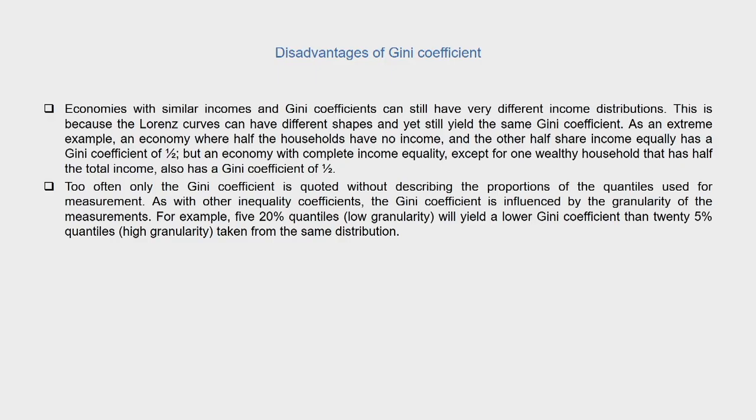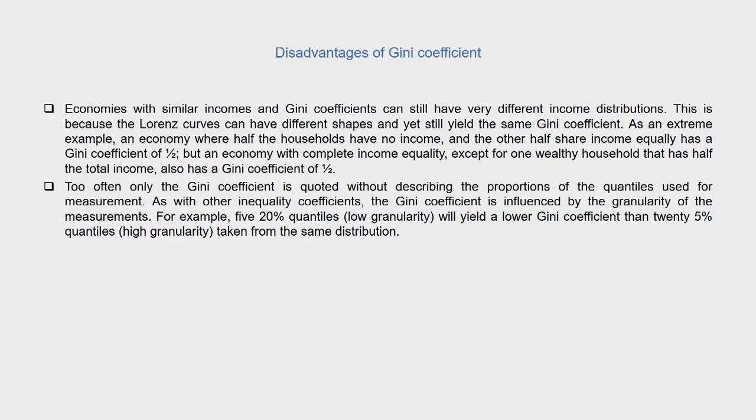So, the shape of the Lorenz curve is very important. It need not necessarily be a perfectly shaped Lorenz curve. The shape of the Lorenz curve may be such that a large number or proportion of households may be located in the middle, where they have access to a large share of wealth or income within an economy compared to the rest. So, when we are examining the issue of inequality, the shape of the Lorenz curve and the Gini coefficient, the index, both of them need to be examined together. And that is what this point means, that economies with similar incomes and Gini coefficients can still have very different income distributions. So, studying and examining the kind of income distribution is very important.